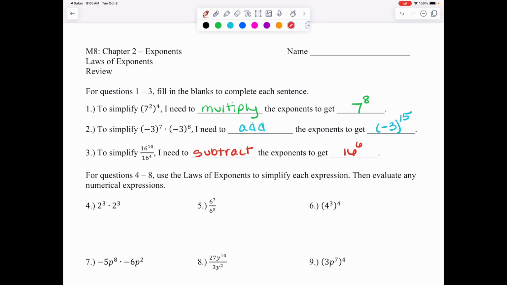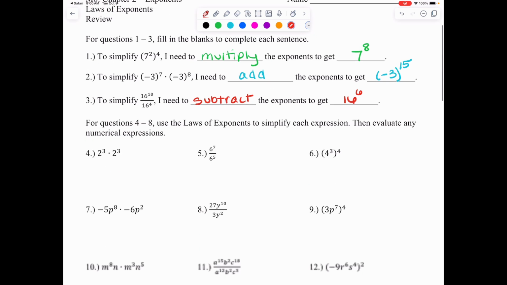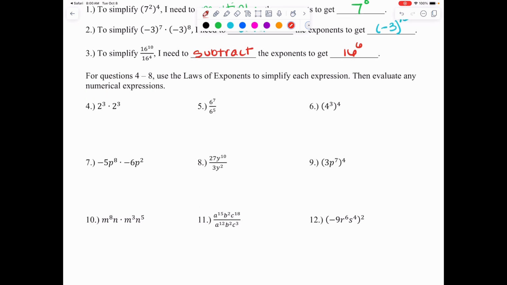What I'd like to do now is go through and complete questions 4 through 12, and use our laws of exponents to simplify each expression. Then we'll evaluate any numerical expressions.